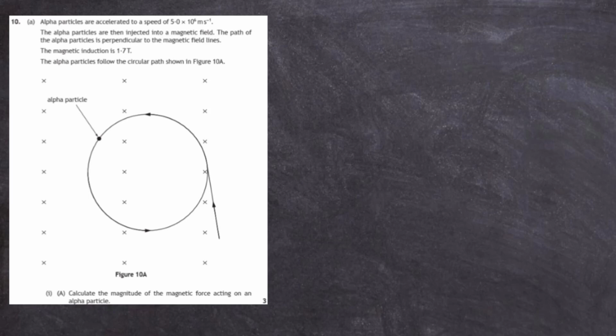And for 3 marks, we're asked to calculate the magnitude of the magnetic force acting on the alpha particle. Well, we can put down an equation from that, look up our data sheet, and we get the force acting on the alpha particle is its charge Q times its speed V multiplied by the magnetic induction of the field, which is B. So we know what V is from our question. V is going to be equal to 5.0 times 10 to the power 6 meters per second.